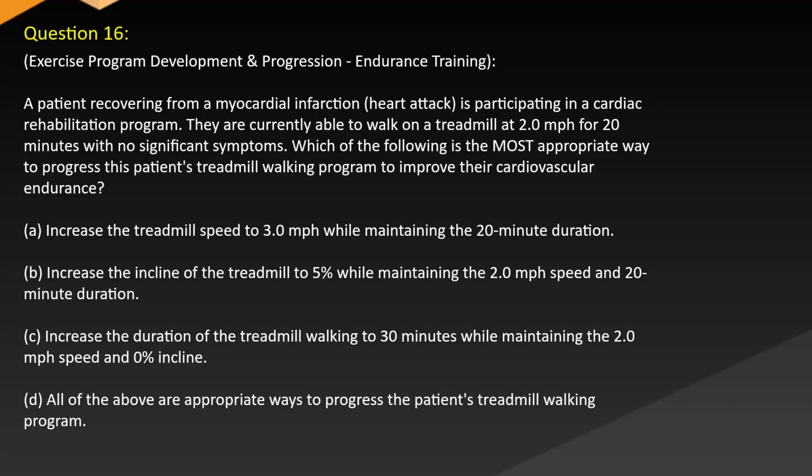A. Increase the treadmill speed to 3 miles per hour while maintaining the 20-minute duration. B. Increase the incline of the treadmill to 5% while maintaining the 2 miles per hour speed and 20-minute duration. C. Increase the duration of the treadmill walking to 30 minutes while maintaining the 2 miles per hour speed and 0% incline. D. All of the above are appropriate ways to progress the patient's treadmill walking program.